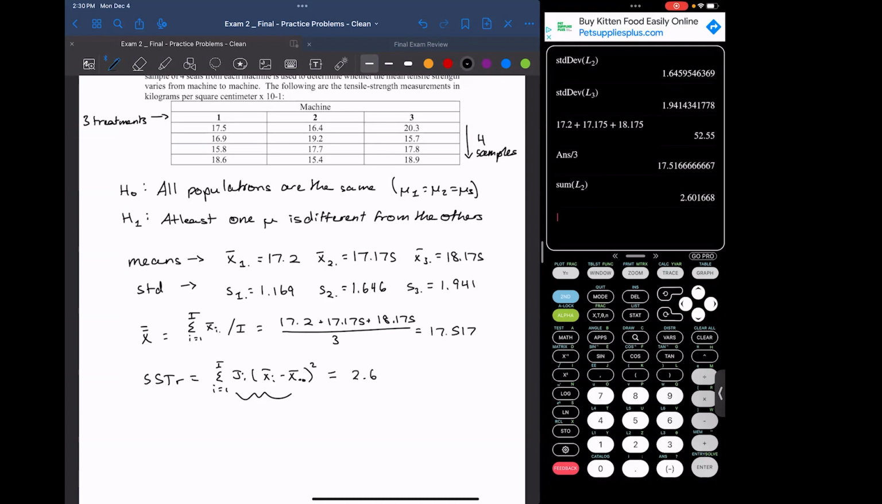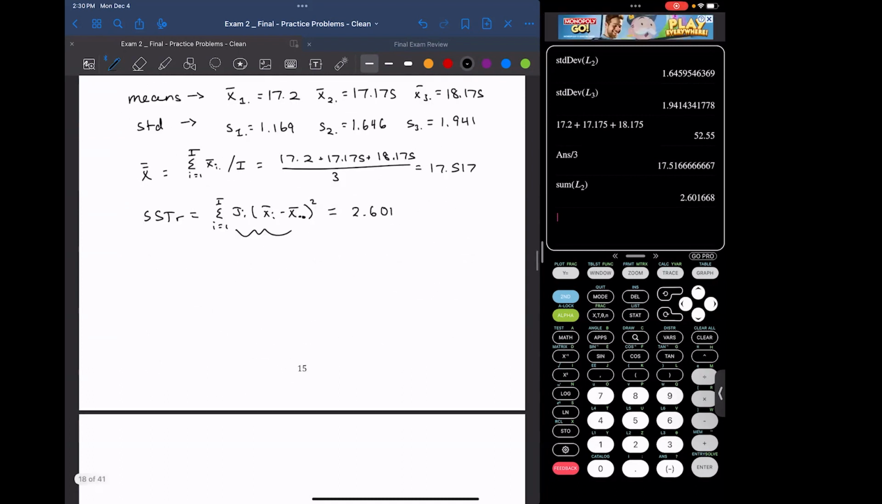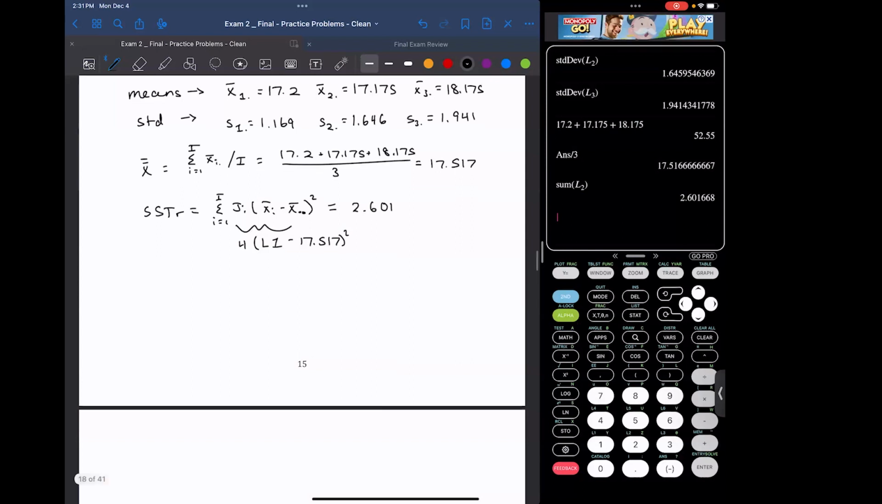And so we have 2.601. That is our SSTR. So here, I'm going to write for list 1, minus 17.517. This is so then when you're on a test, we can see your process. You're putting your XIs into list 1. For SSE, there are 2 formulas, but we're going to use the formula that uses the standard deviation.